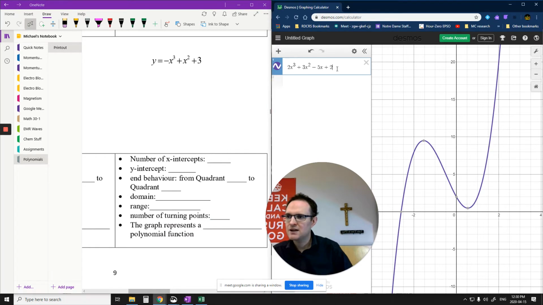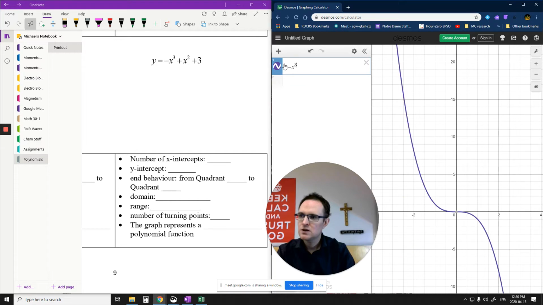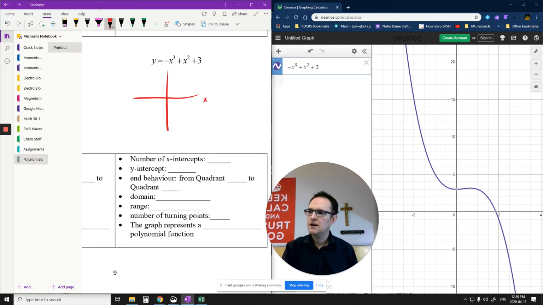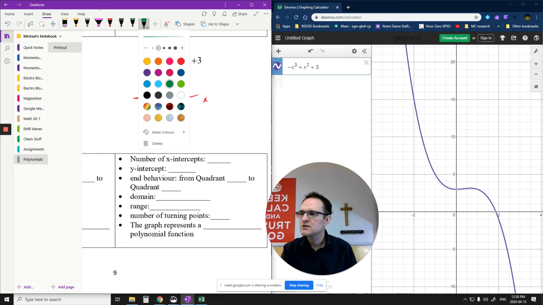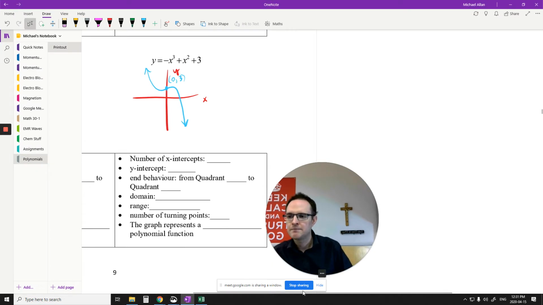The next graph here, we're going to put a negative in the front and see what that looks like. Negative x cubed plus 2x squared plus 3. Cool. Okay, let's see what this looks like. X and Y. I'm going to sketch this out. I don't know why this also changed color. There we go. Going down and down. So this point here is 0, 3. I have to look at the graph to do that. I can look at the equation. We'll talk about how we know that right away.